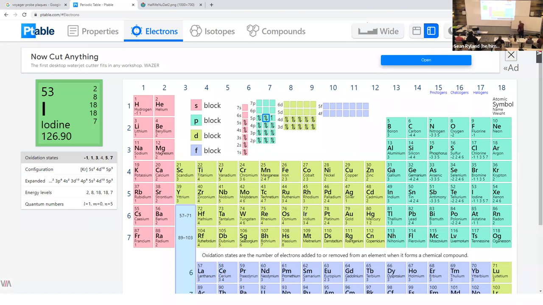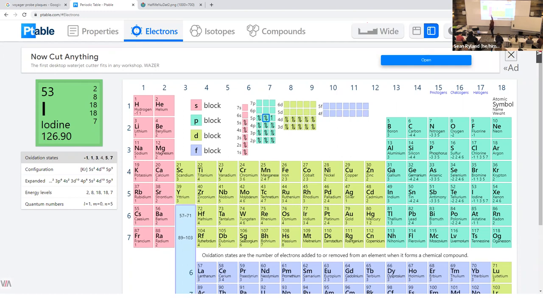How many electrons do we have to work with? 31. If we want to know what the electron configuration is, we just start at the beginning. So gallium is going to be 1s2, 2s2, 2p6. I know I did that quickly, but that's just counting along.